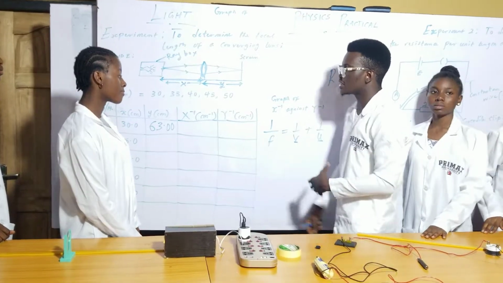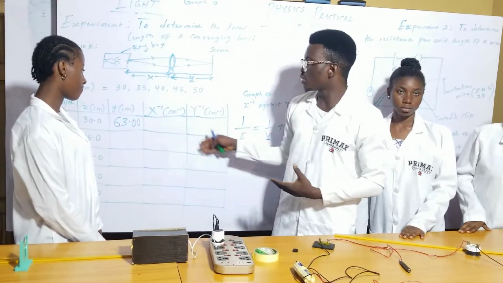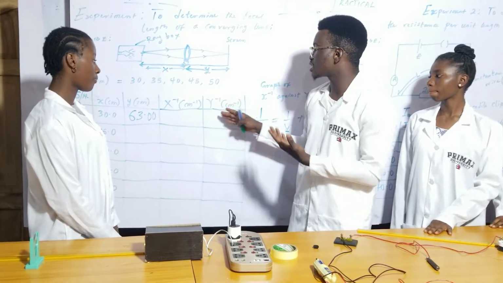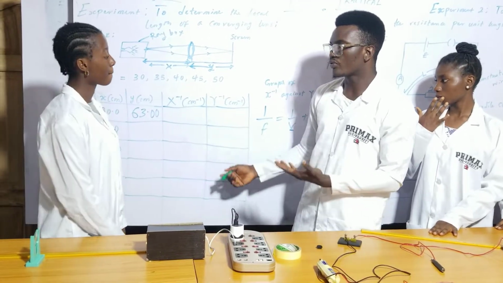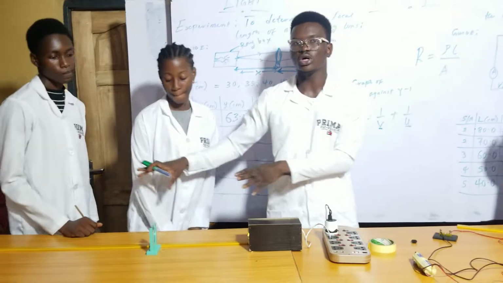Do you understand that? So we repeat the experiment. You complete your table. You find the inverse of x, find the inverse of y. Then we look for what we want to draw on the graph. That's what they will be doing.